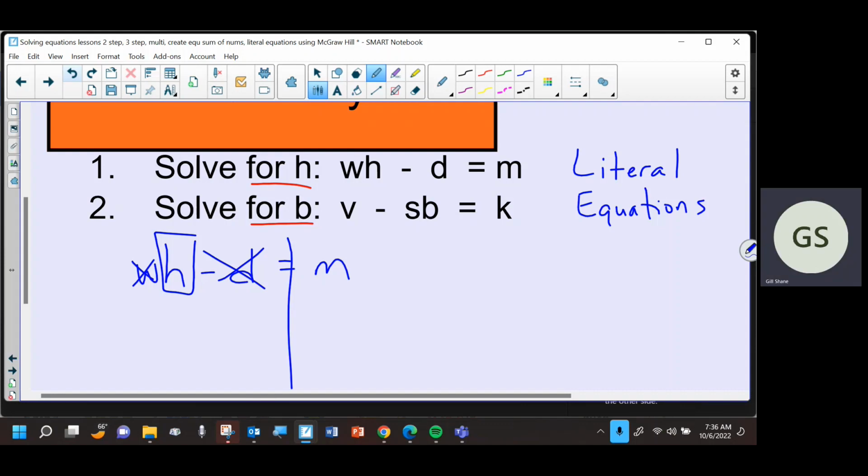Whatever I do to the other side will be because of my number 1 rule: whatever I do on one side, I've got to do to the other side. But I don't care what's over there. When I say what's farthest away, I mean out of these 2 things, always. Whether they're numbers, whether they're more variables, it doesn't matter. Is W farther away from H than D?